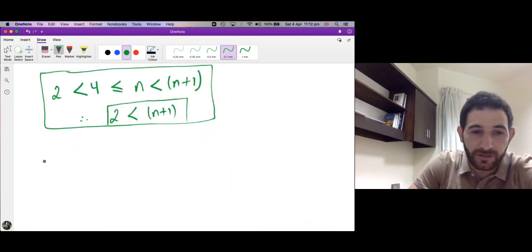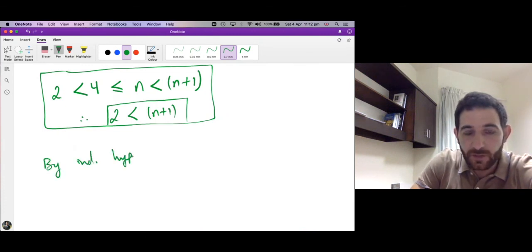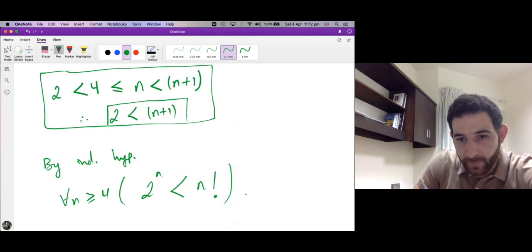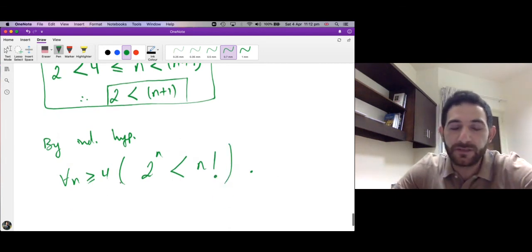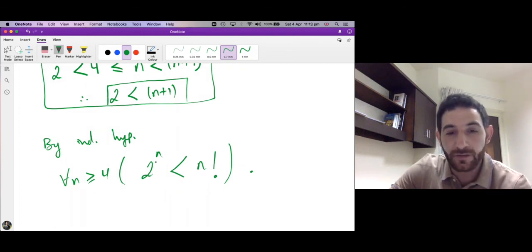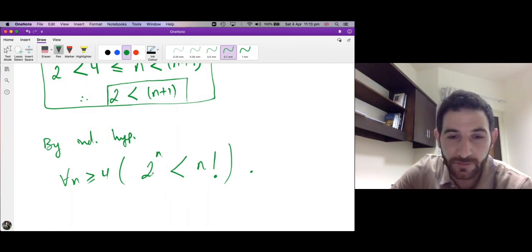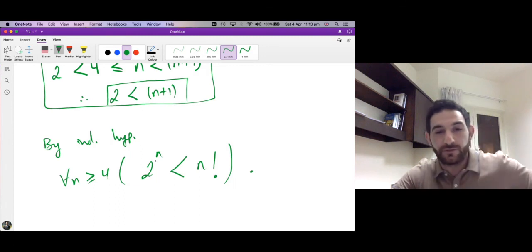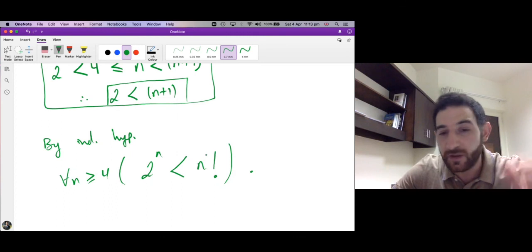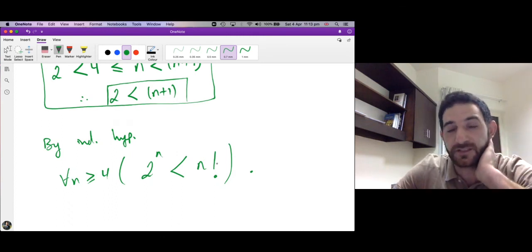Therefore, by induction, we proved that for all n bigger than or equal to 4, 2 to the n is strictly less than n factorial. In terms of the complexity of algorithms, this says that algorithms which need 2 to the n exponential steps to finish are faster than those algorithms which need factorial steps to finish.